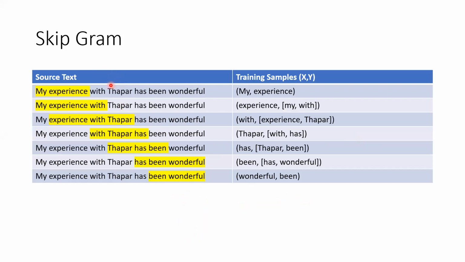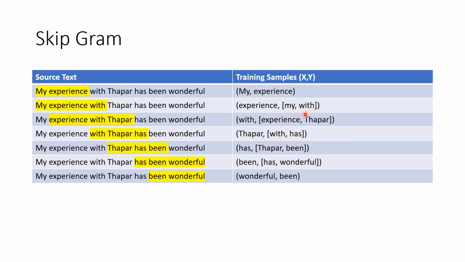So now same thing here, but the takeaway is that we want to predict the surrounding words. So given the word experience, we want to give the output as my, or given the input as my and with, we want to give the output as experience. Or we can say given the word experience, we want to give the output as my comma with. So obviously x comma y has to be this. So let's say given the word with, we want to say the output as experience and Thapar. Given the word Thapar, we have to predict with and has.